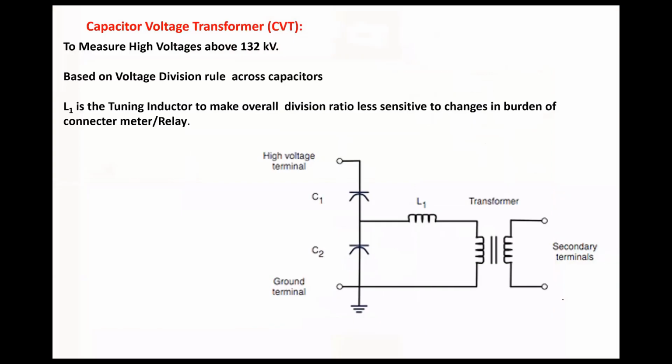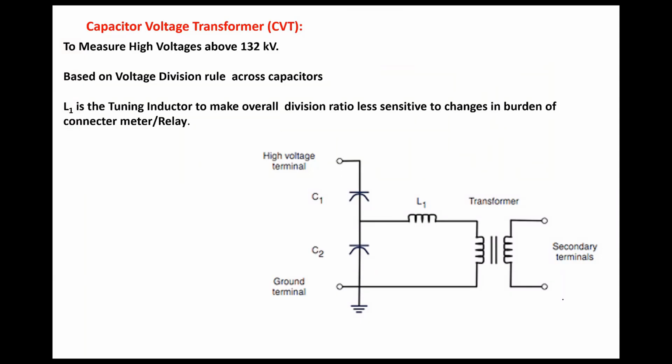Next is the capacitor voltage transformer. What is the concept here? A two-winding transformer is very costly for high voltages. Just for measurement, you would have to put in a complete transformer where the insulation cost will be very high. So to reduce the cost for voltages above 132 kV, we go for the capacitor voltage transformer.